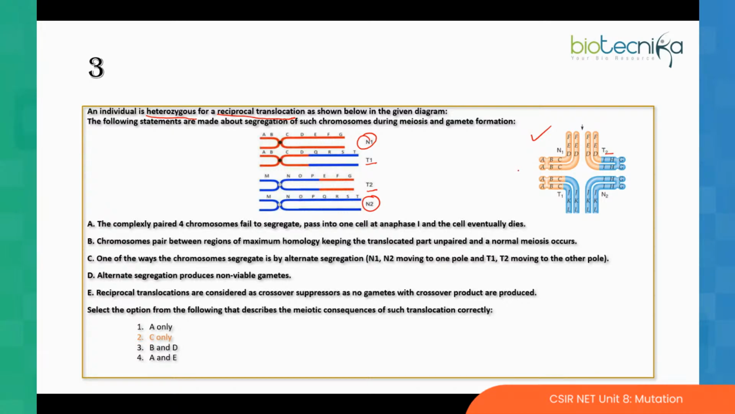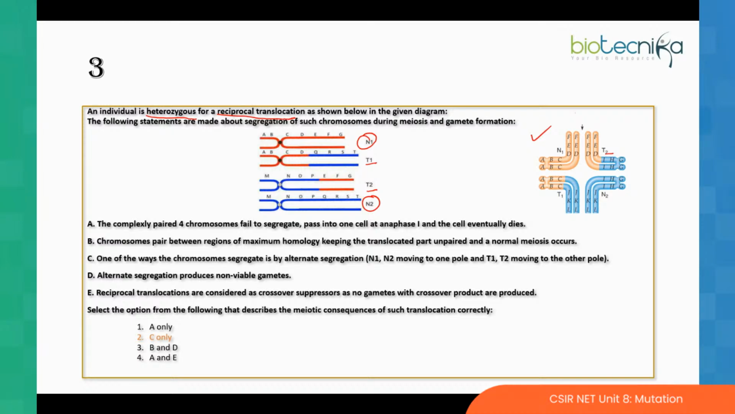One way is adjacent one, where these two chromosomes go together, and these two chromosomes go together. The other way of segregation is in this way, where these two chromosomes go together towards one pole, and these two go towards another pole. In both of these situations, adjacent one and adjacent two segregation, it will result in inviable gametes. Again, why? The reason being that the gametes will not get a complete set of genes. There will be some genes missing and some genes present in more than one copy, and because of that it will be inviable.